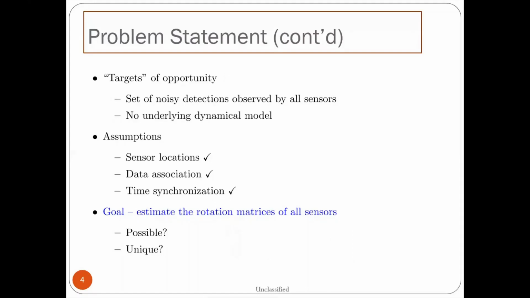Our goal would be estimating the rotation matrices of all sensors, and there are a few questions we may ask to make the problem interesting. First, is it even possible to estimate all the rotation matrices of all the sensors without having some reference? The second question is, assume we have some solution, is it a unique solution?